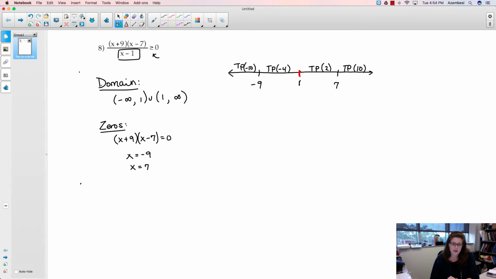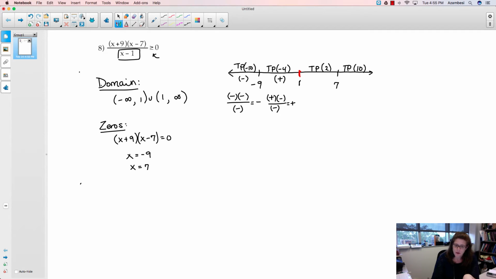Now, like we did when we graphed rational functions, we're just seeing the sign of the function during this region. So if I were to plug in negative 10, negative 10 plus 9 gives me a negative. Negative 10 minus 7, also negative. Negative 10 minus 1, also negative. So the whole thing in that region is negative. So I'm just going to notate it here. For negative 4, plus 9 is positive, negative here, and negative on the bottom. 2 negatives give me a positive value, so this region right here is positive altogether.